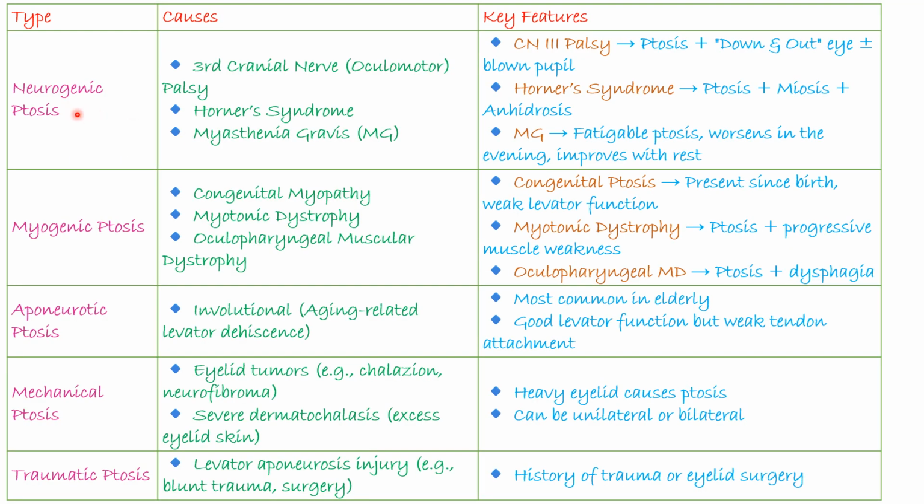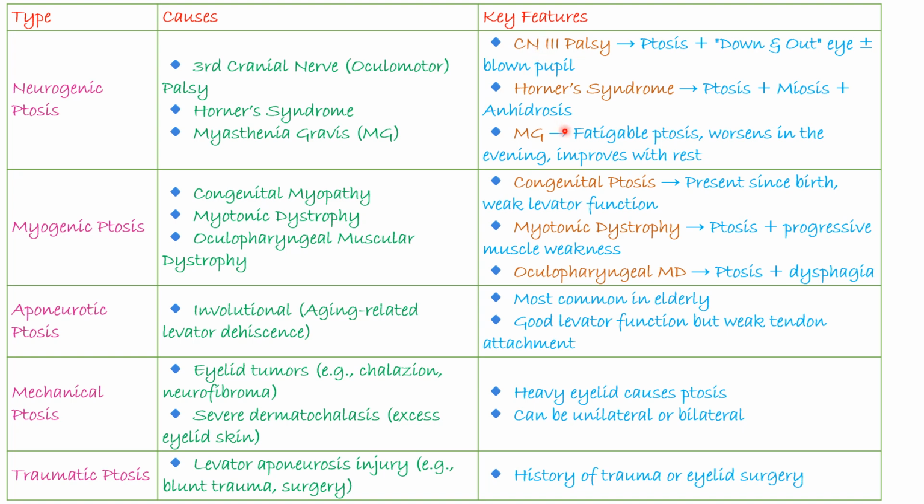So the types of ptosis, we have neurogenic ptosis. As we said, the elevation of the lid is done by two muscles, levator, and it's also done by Müller's. Levator is supplied by oculomotor, Müller's is supplied by the sympathetics. So inhibition of either of the two will result in neurogenic ptosis. So we can have cranial nerve oculomotor palsy or Horner syndrome. This is disruption of the sympathetics, and we can also have myasthenia gravis. This is when you have a disruption at the neuromuscular junction.